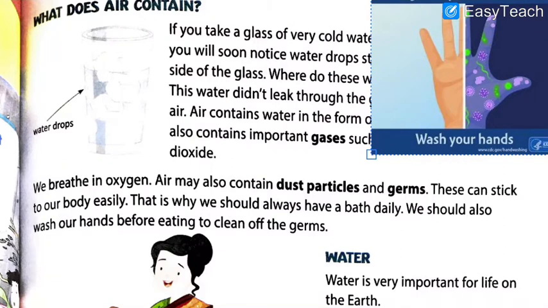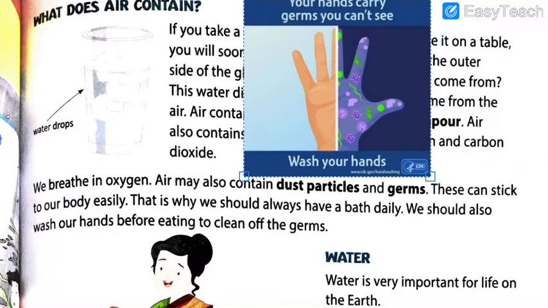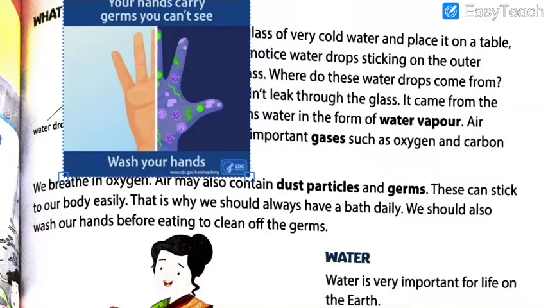Let me show you one thing which will make evident whatever I am speaking here. I will show you one picture where washed and unwashed hands can be easily seen.